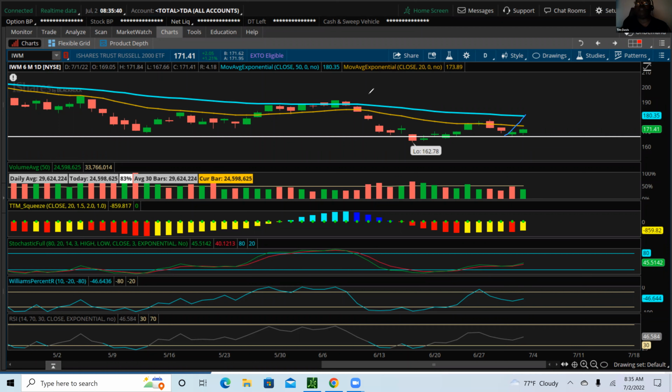But again, as you can see here, every time we have hit that 50-day, price action has reversed. So I'm looking for price action to make it back up to that 50-day, which is where you can start putting in your bearish positions and then play this move to the downside.